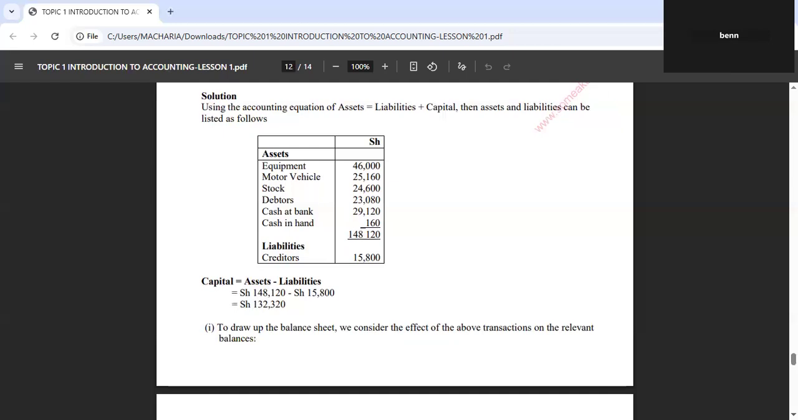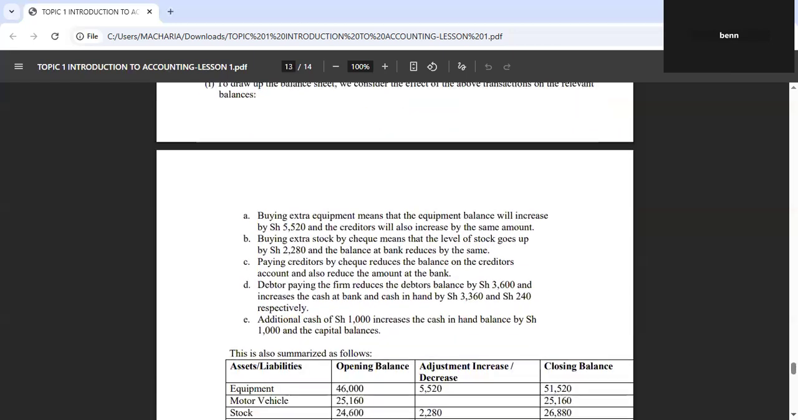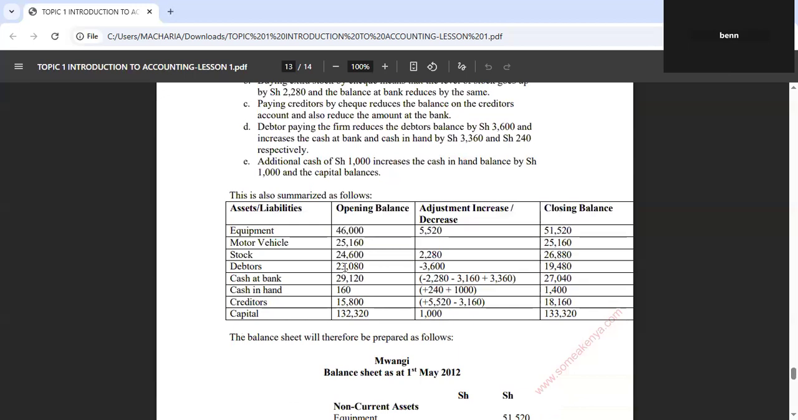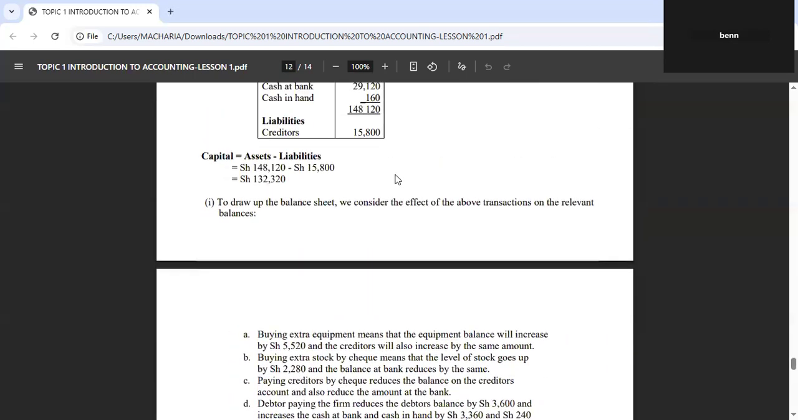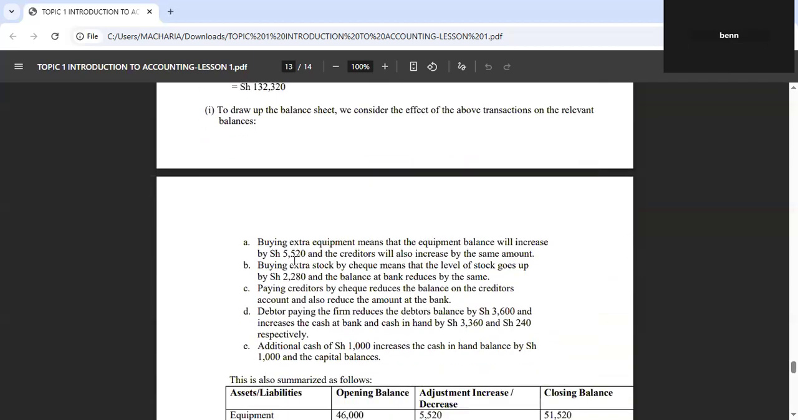Now, the balance sheet. Sorry, I've moved very fast. Did you draw up the balance sheet? You are told that to draw up the balance sheet, we consider the effect of the above transactions. Buying extra equipment means that equipment balance will increase by 5,520 and the creditors will also increase by the same amount. You have bought equipment, but you have not paid. So creditors will increase and equipment will increase.